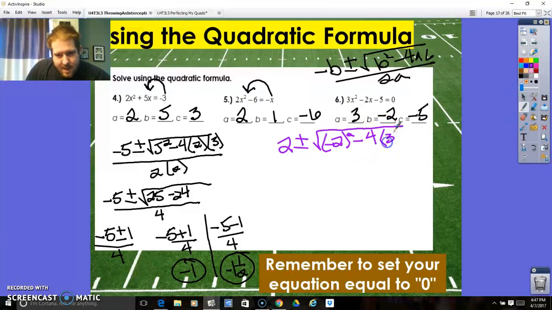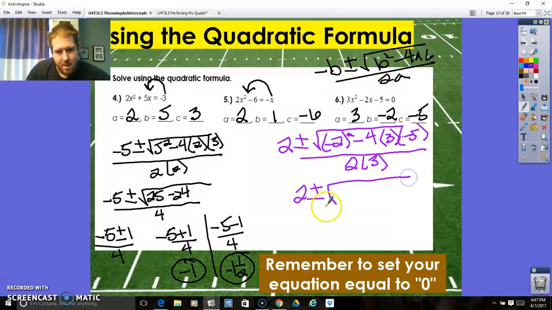Negative 4 times A times C, which is negative 5. All that divided by 2 times 3. All right, 2 plus or minus square root of. We've got negative 2 squared, which is 4. Negative 4 times 3 is negative 12, and negative 12 times negative 5 is positive 60. It looks like we've got another good discriminant because the discriminant is 64, and that is a perfect square of 8. So it's going to be 2 plus or minus 8 over 6.